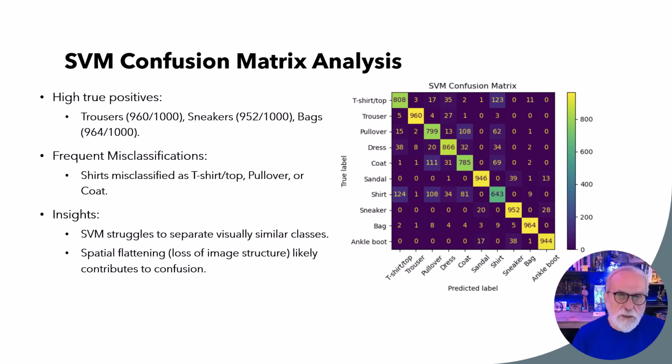The SVM easily recognizes items like trousers and sneakers. However, there is much confusion between shirts, t-shirts, pullovers, and coats. Since the SVM treats images as flat vectors rather than preserving spatial structure, subtle differences in clothing style are harder for the model to distinguish.